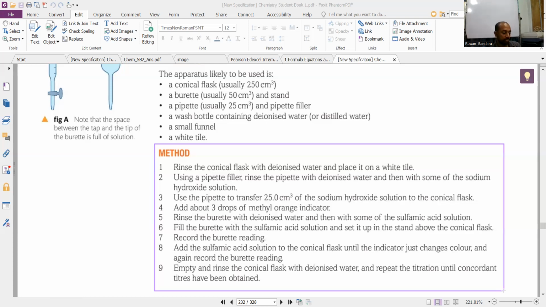Nine. Empty and rinse the conical flask with deionized water and repeat the titration until concordant titres have been obtained. Done.